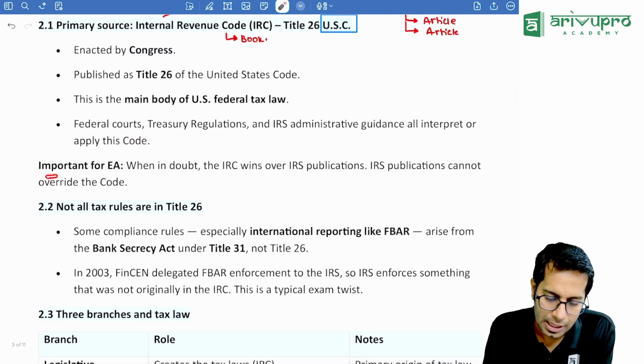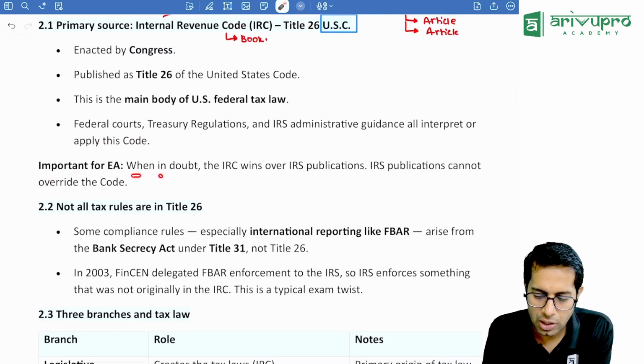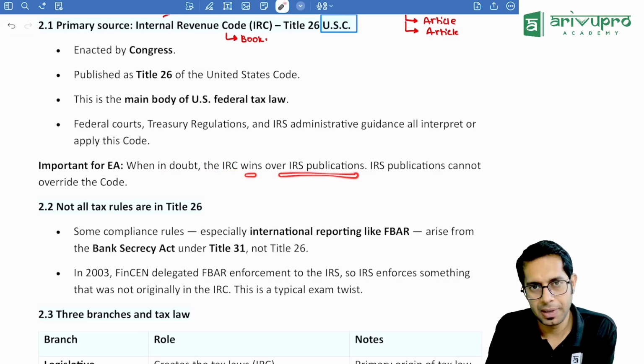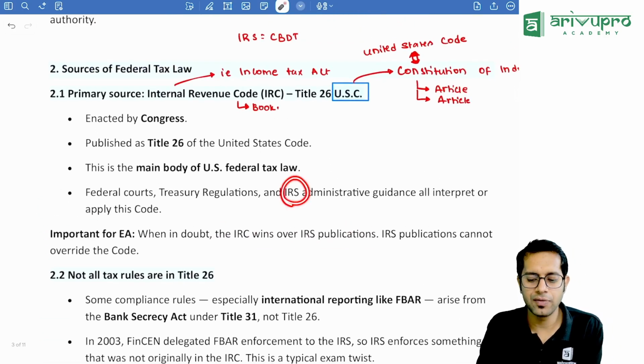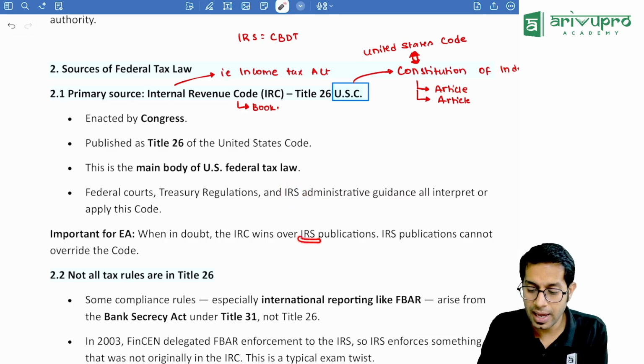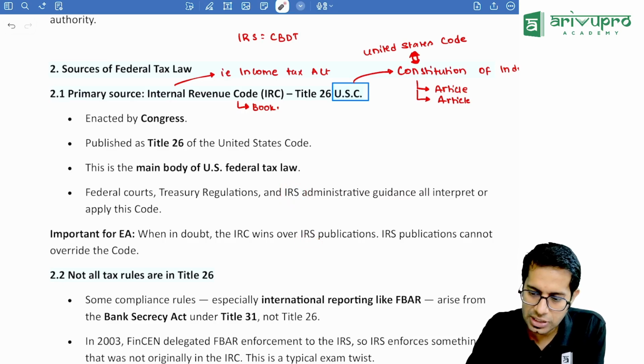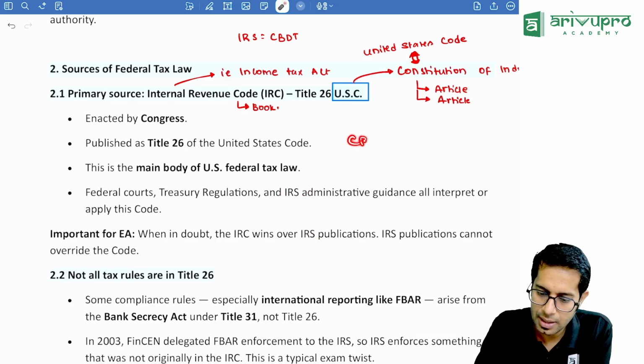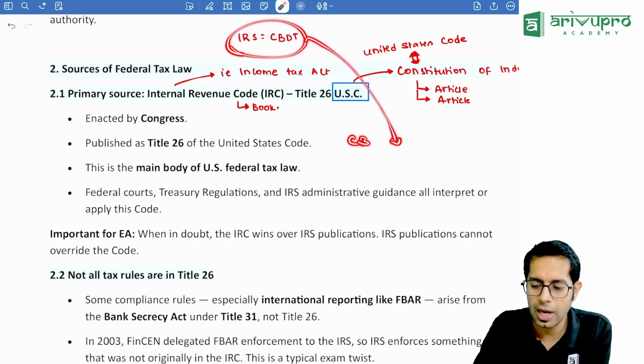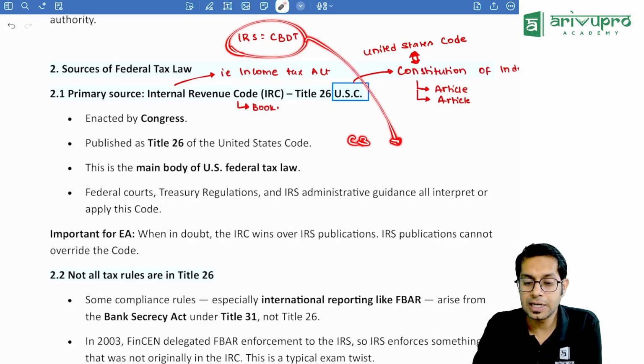Okay. Importance for EA: when you are in doubt, the Internal Revenue Code will win over IRS publication. So IRS is what, sir? Internal Revenue Service. IRS is like your CBDT. Correct? We have written over here. IRS is like CBDT. CBDT means what, sir?